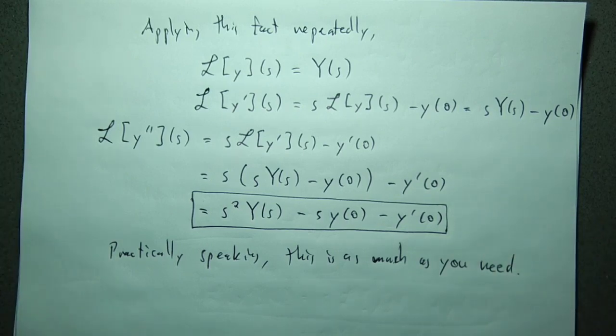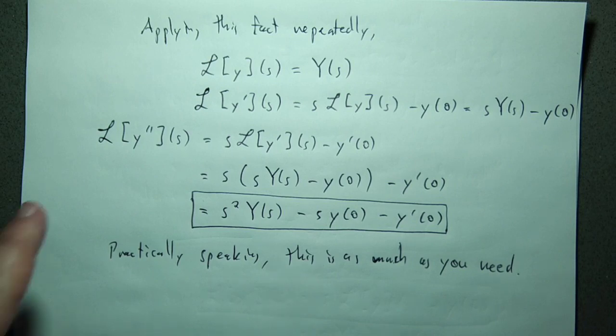Okay, so this is all you need, practically speaking. The reason I say that is that you might have already seen that we're going to apply this to IVPs, and so we're going to apply this to IVPs that are second order. That's why we only need up to the second derivative.